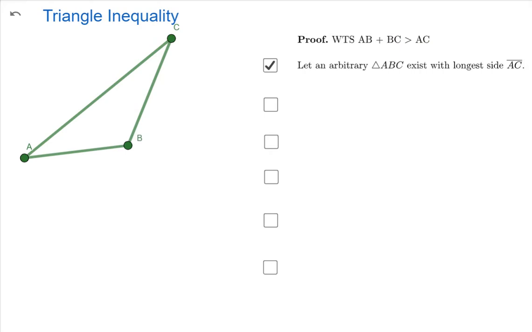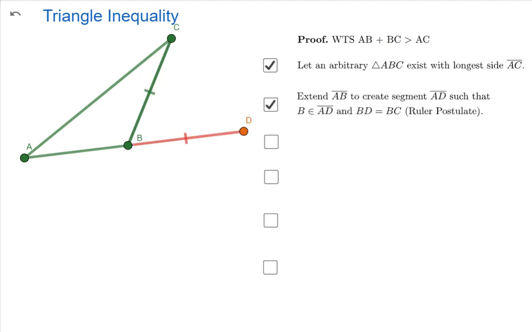So we'll begin our proof by letting an arbitrary triangle exist, and we're just going to label its longest side AC. It doesn't matter which side is its longest side. It doesn't matter if it's isosceles. We'll just choose one of its longest sides, and that will work. And just to point out, if we'd picked any other side, we're done already. If AC isn't the longest side, then either this one is longer or this one is. So the inequality is trivially true if we don't pick the longest side.